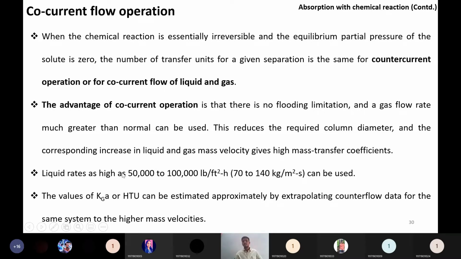So as such, liquid rates as high as 50,000 to 1 lakh lb per feet square hour can be used in this particular co-current operation. And the value of kGa, which is the mass transfer coefficient times interfacial area, or the HTU, can be estimated approximately by extrapolating counter flow data for the same system to the higher mass velocities. So this eliminates the majority of the limitations and offers the advantage whenever you use co-current operation rather than the counter current operation, which is preferable in absorption without chemical reaction. Okay, is that clear? Why is this co-current flow operation an advantage?